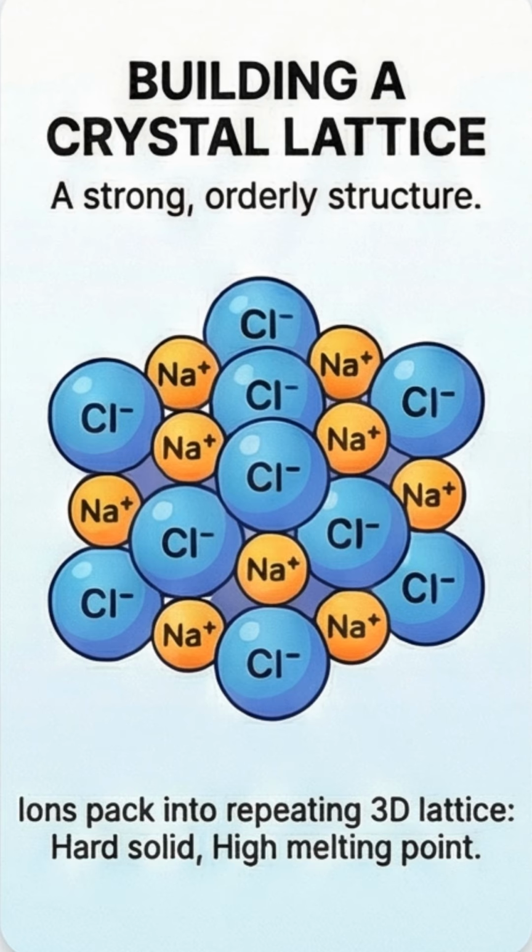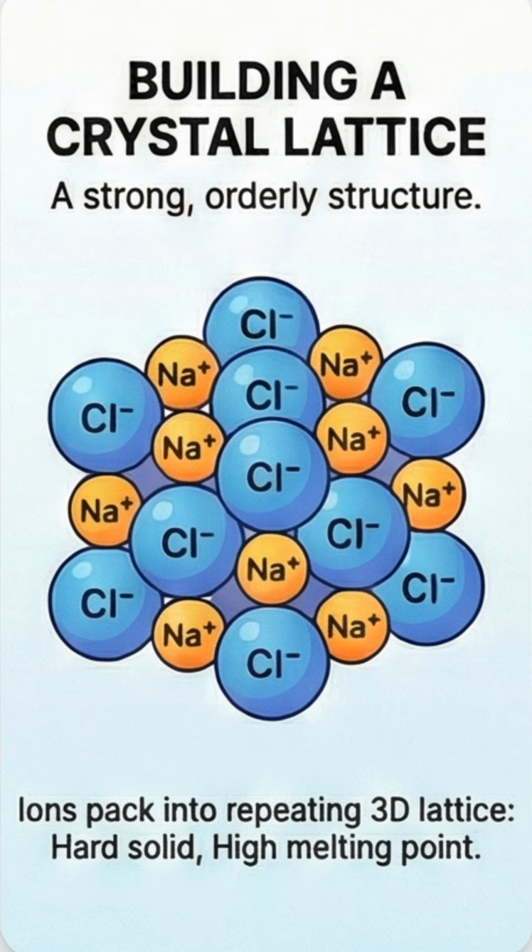In a solid ionic compound, ions arrange themselves in a repeating three-dimensional pattern called a crystal lattice. Each ion is surrounded by several ions of opposite charge. This orderly structure creates hard, brittle solids with high melting points because a lot of energy is required to separate the strong attractions.